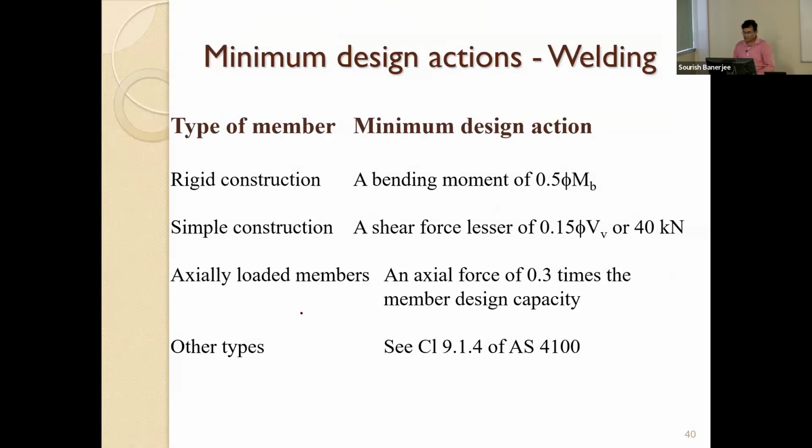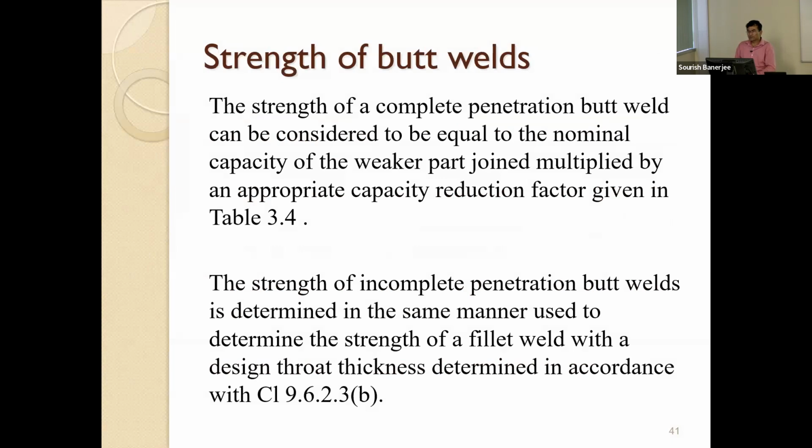So the minimum design actions for welding, you can see this is again from clause 9.1.4, and this is just the same as what we have used for the bolted connections. So I'll not repeat them. Now the strength of butt welds.